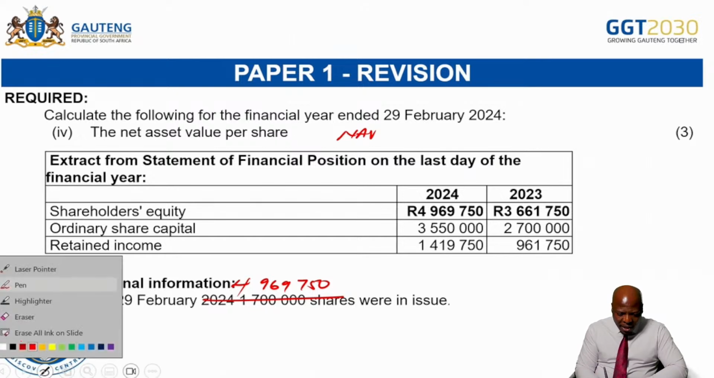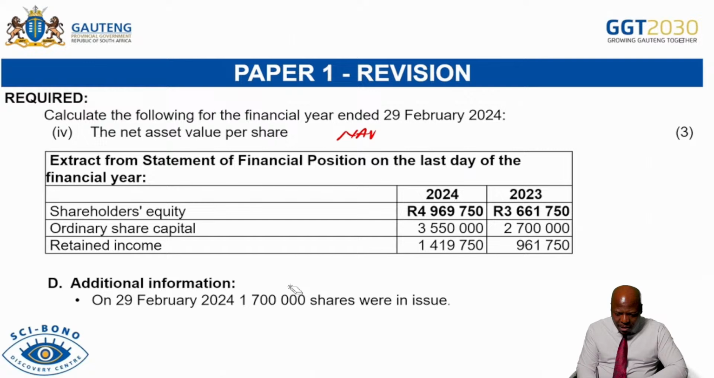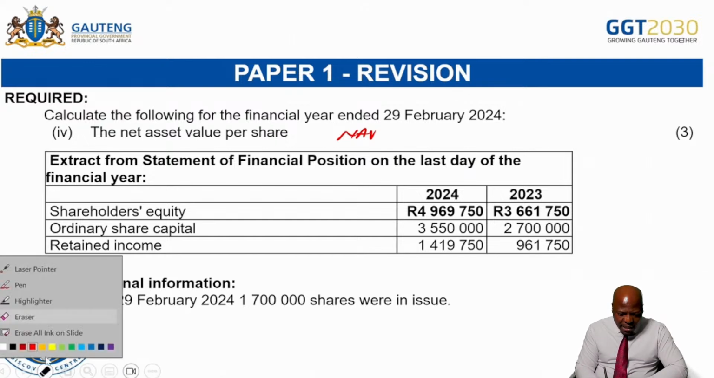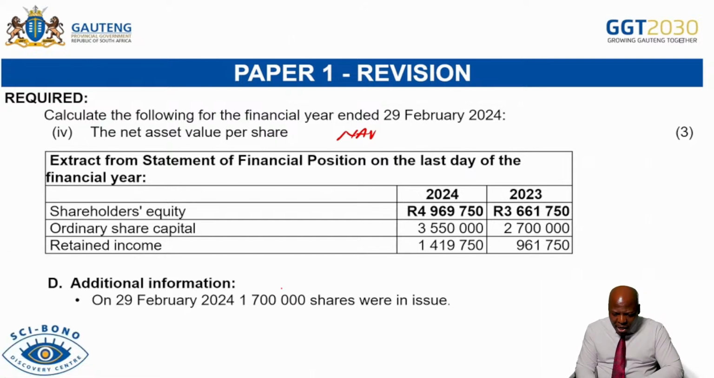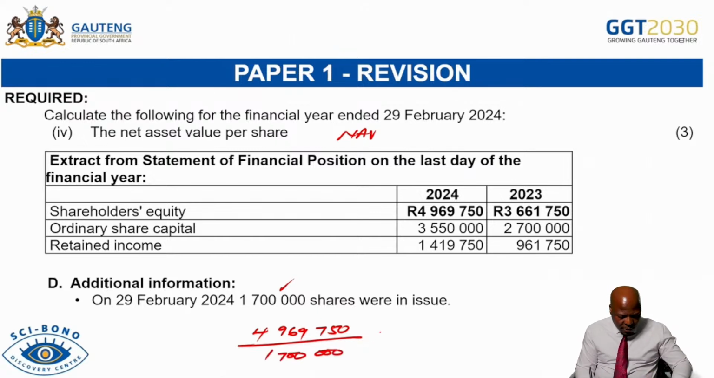Okay, it's not a problem. Let's do this one. Let's remove that one, and then we come back to it again. So the number of shares is 1,700,000 shares. I take my shareholders' equity, 4,969,750, and divide that by my number of shares, which is 1.7 million shares. And then remember, it is multiplied by 100 cents. Your answer has to be in cents.